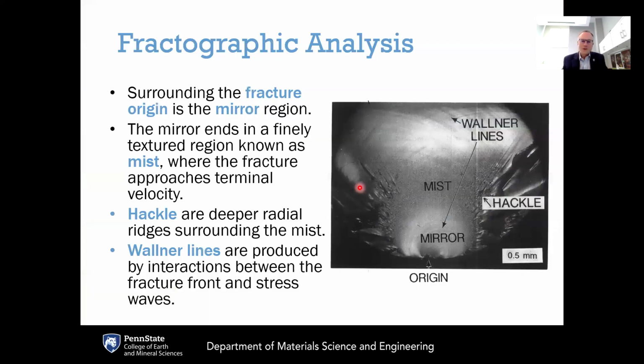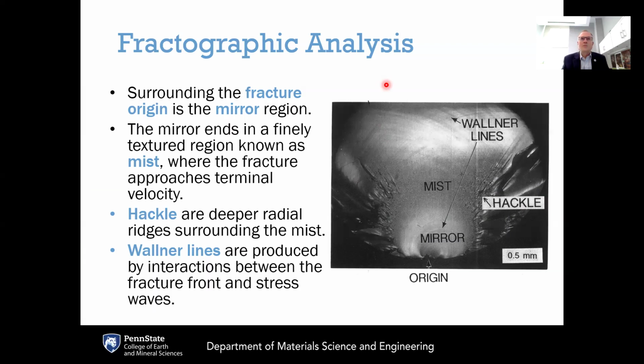Now, I want to point out that we can learn a lot about the conditions under which a glass broke based not just on its macroscopic fracture pattern, but also on the microscopic markings on the fracture surface. If you look at the surface of where a glass broke under a microscope, either an optical microscope or an electron microscope, you will see a lot of fracture markings. These fracture markings can tell you a lot about the conditions under which the glass broke. This is a field of study known as fractography.